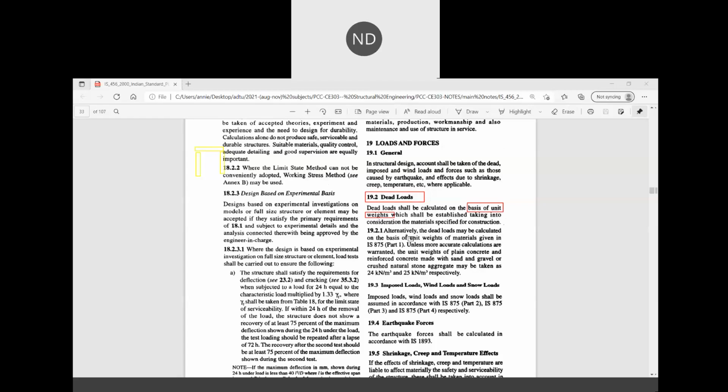So these are dead loads. According to IS 456, how do we calculate the dead loads? We calculate on the basis of the unit weight. Alternatively, the dead loads may be calculated on the basis of unit weight of material given in IS 875. In IS 875 Part 1, you will get the unit weights of different materials, like concrete, steel, and sometimes timber. Based on the material, your unit weight will also change. Based on unit weight, you get your dead loads calculated, multiplied by the quantity. Unless more accurate calculations are warranted, the unit weights of plain concrete, this is important, you see.